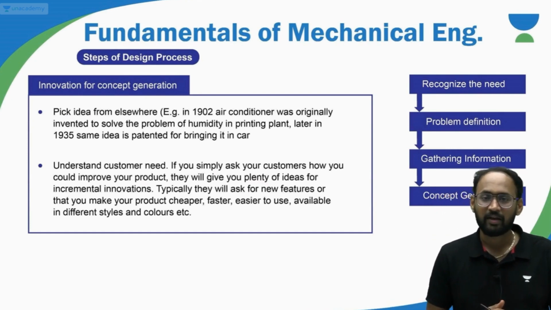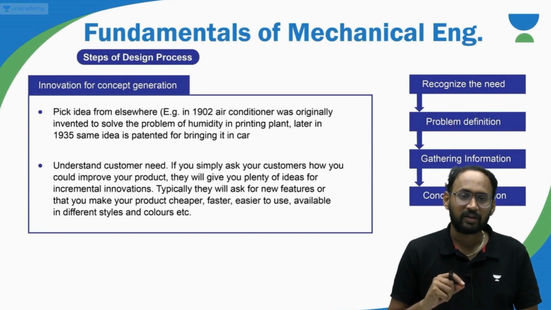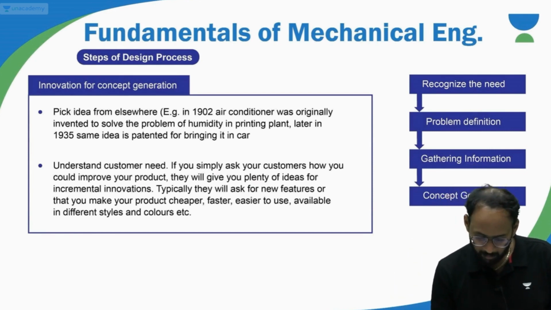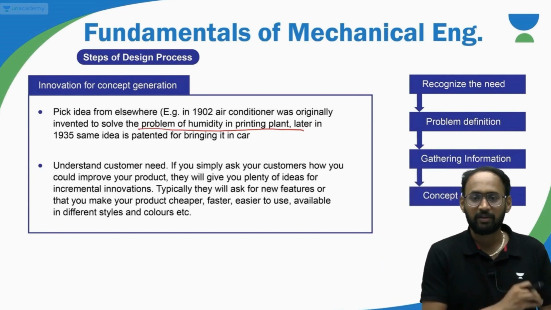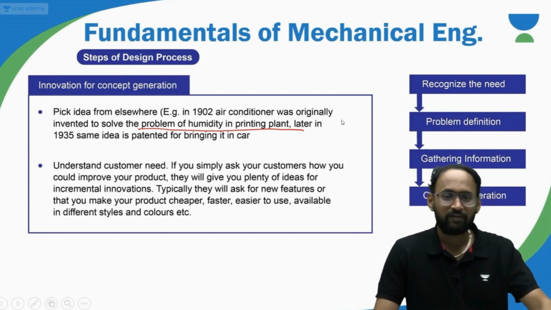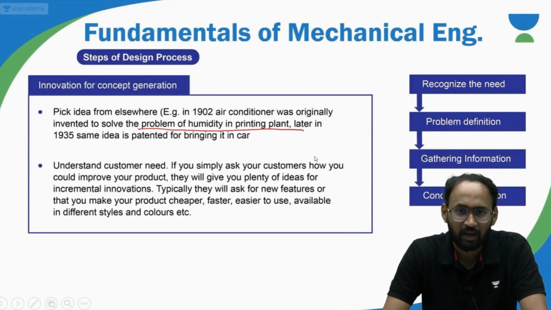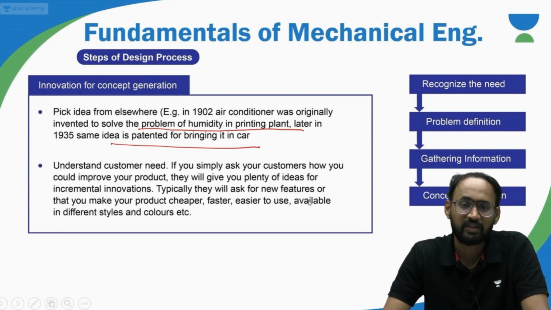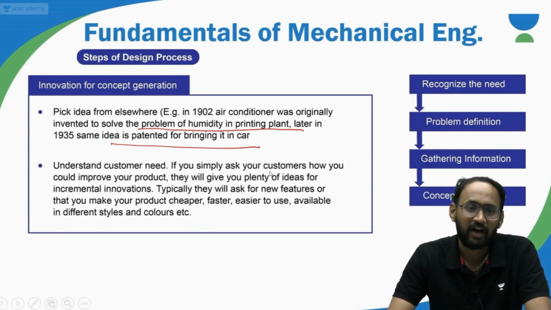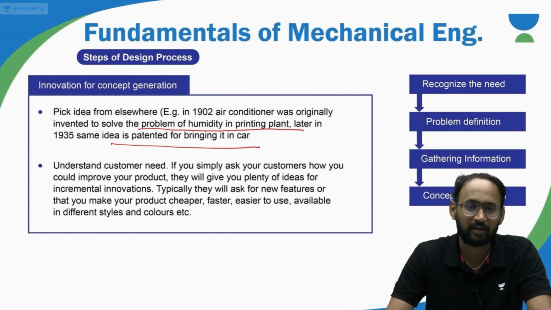Yeah, but the main intention of this air conditioner was to solve the humidity problem, or to control the humidity in a printing plant, because in a printing plant, if you have a lot of humidity, it is going to spoil the process, right? And then they bought this idea and patented it for usage in car. So that's how the car air conditioner got invented, from the printing plant air conditioner.